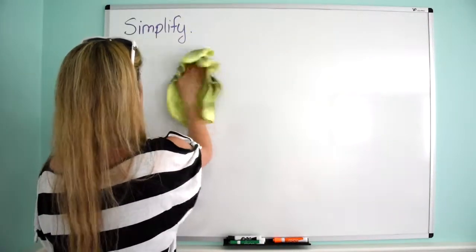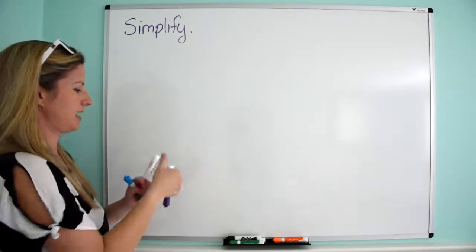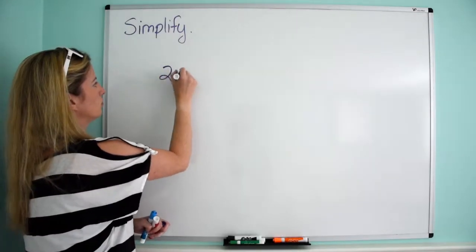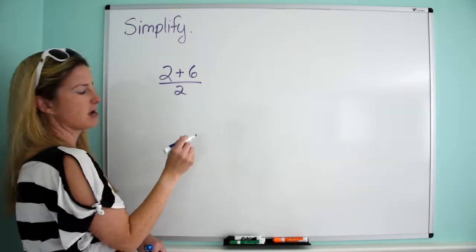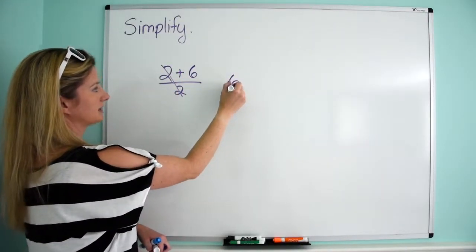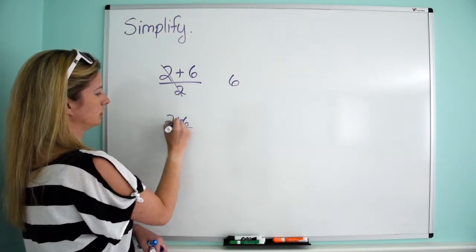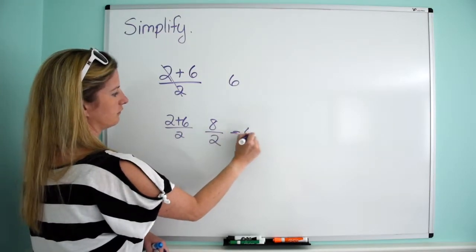Just a quick example of why you can't, if you want to see, is like, let's say I had 2 plus 6 over 2, right? So if you were to just say, oh, cancel the 2's, my answer is 6, that's not true, because 2 plus 6 over 2, well, 2 plus 6 is 8 over 2, okay, which is 4.